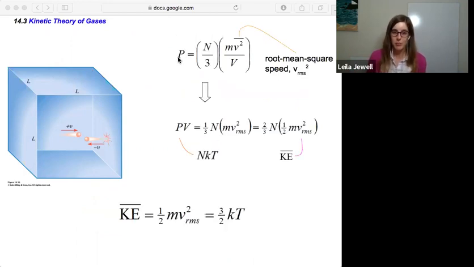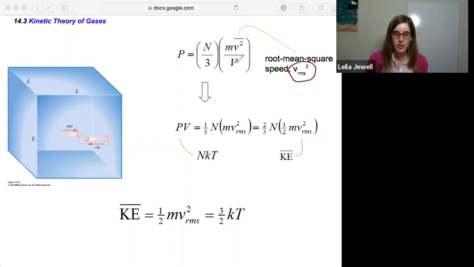So we get that the pressure is equal to N over 3 times m v squared average divided by the volume. This v squared average, as I mentioned, is more specifically the root mean square speed, known as v_rms squared. The way you can calculate it is by squaring all the individual speeds and then taking an average of them. So it's not the same as taking an average and then squaring it. You first have to square them before you take the average, and you get a slightly different value that way. All right, so from here on out, we're going to use this notation, v_rms, to refer to this.